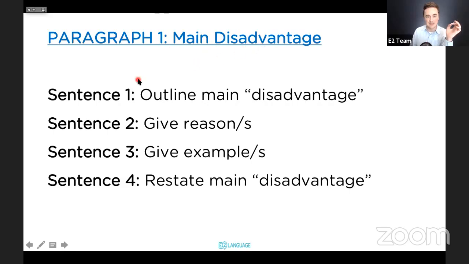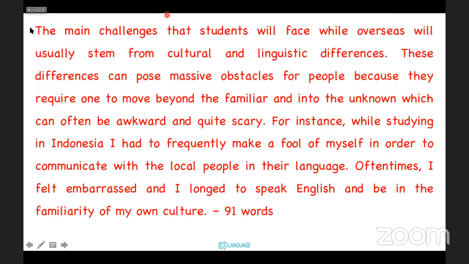So the main disadvantage. This is my disadvantage paragraph. See if you can see the different sentence parts. Just let me move this thing here. The main challenges, so here's my disadvantage. The main challenges that students will face while overseas will usually stem from cultural and linguistic differences. These differences compose massive obstacles for people because they require one to move beyond the familiar and into the unknown, which can often be awkward and quite scary.